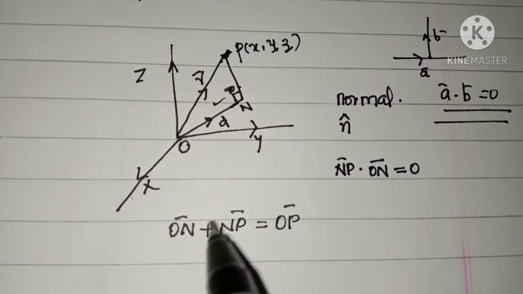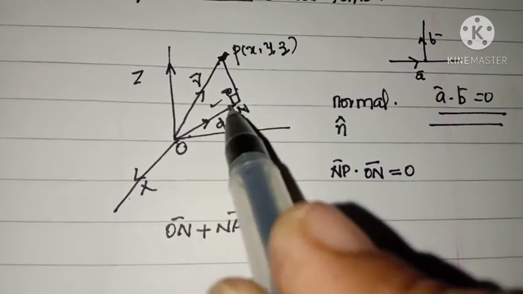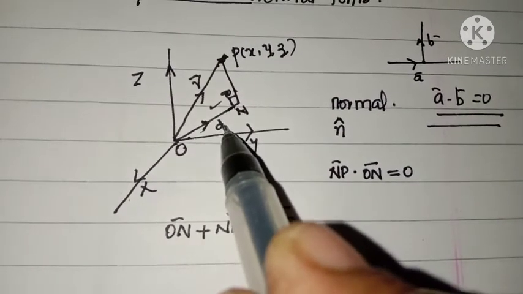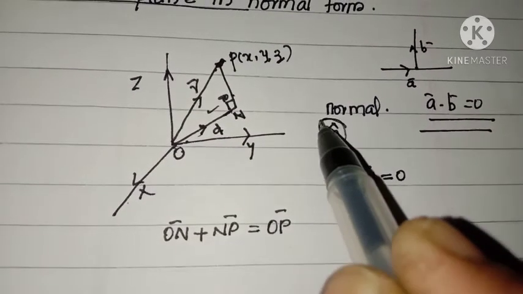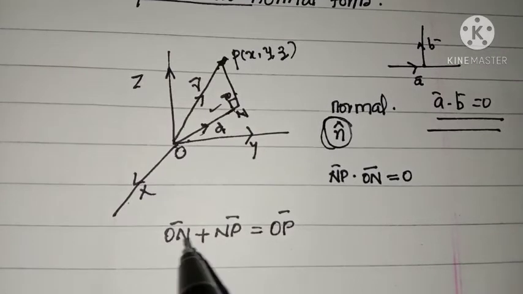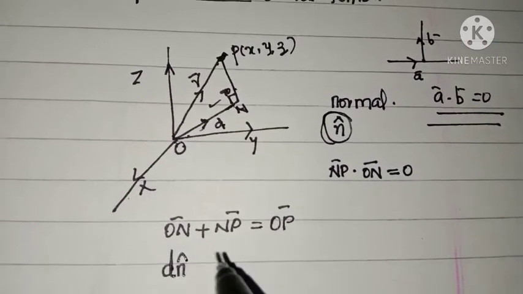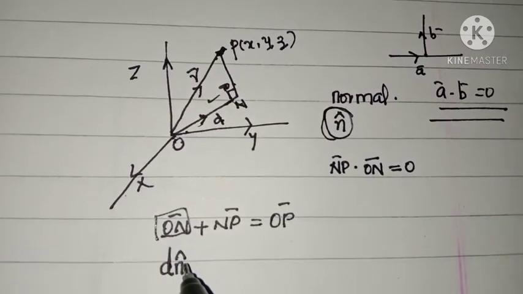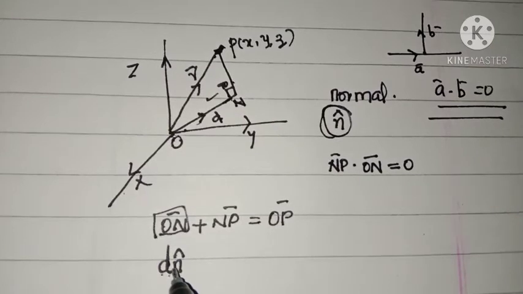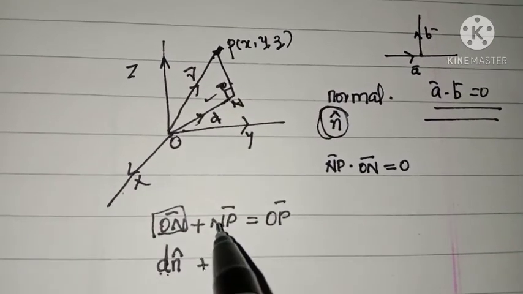Now what is ON? ON is a normal and its distance, its magnitude, is d, and along this ON we define a unit vector n cap. So vector ON can be written as the distance into this unit vector. Please note down, the normal vector can be written as the magnitude into the unit vector along ON.